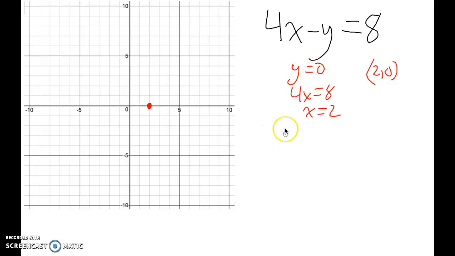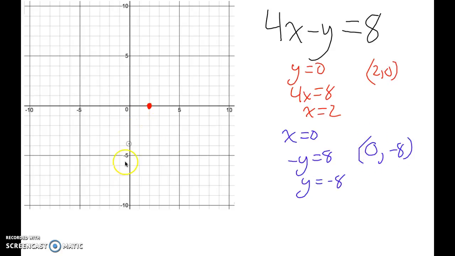And then we can also say, okay, if x is 0, we have our y-intercept. So I'm going to have negative y equals 8, therefore y equals negative 8. So it's going to also pass through the point (0, -8). And if I go all the way down here to negative 8, I get my point. And then I can just go ahead and sketch in the line. Oops, that one got away from me a little bit. And there you have it.